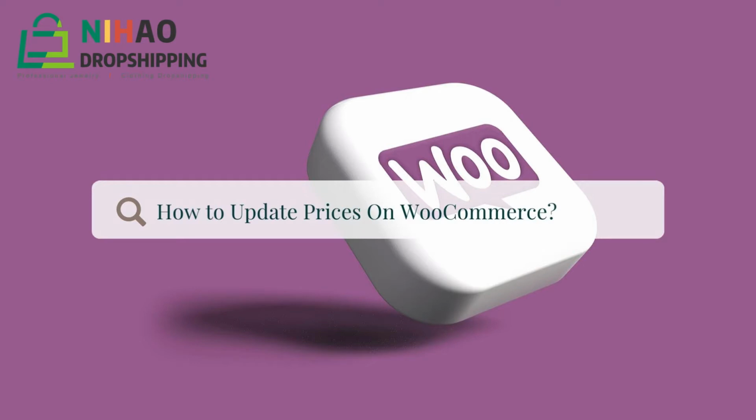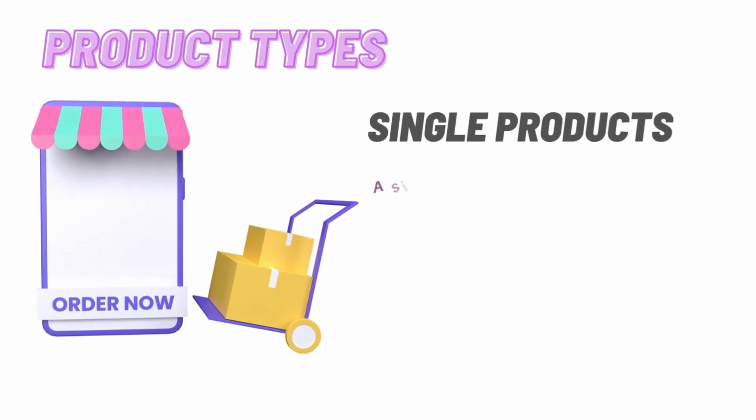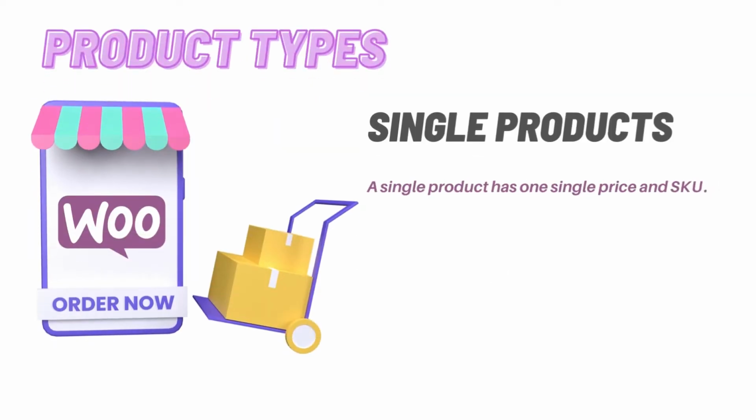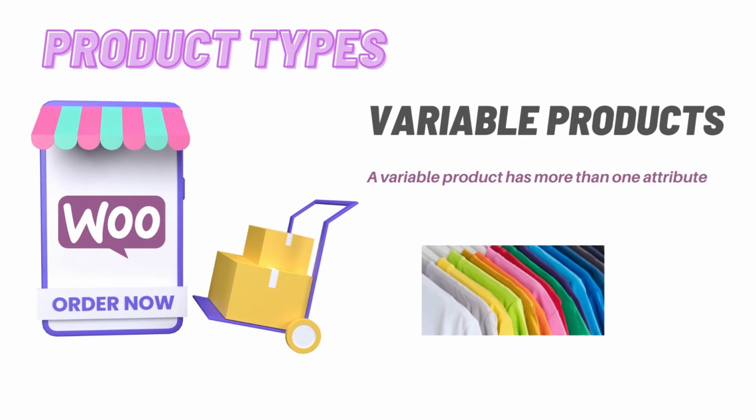Before we start, you need to know that there are two product types for WooCommerce: single products and variable products. A single product has one single price and SKU, while a variable product has more than one attribute. For example, the t-shirt you sell has different colors and sizes. Then it can be a variable product.